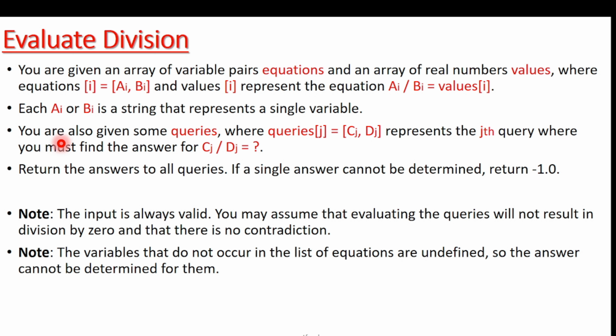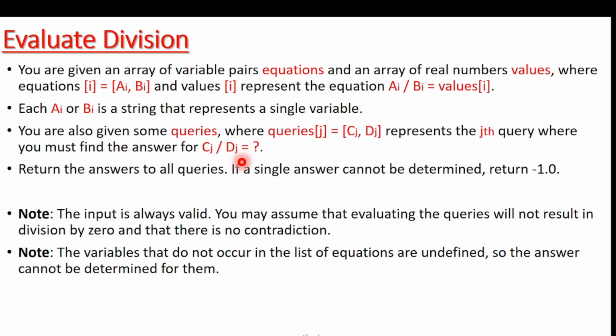You are also given some queries, where queries at j, let's suppose cj and dj, represents the jth query, for which you must find the answer. It means we have to divide c by d, and find the answer based on the given equations and values. We have to use them to find the value of the queries.